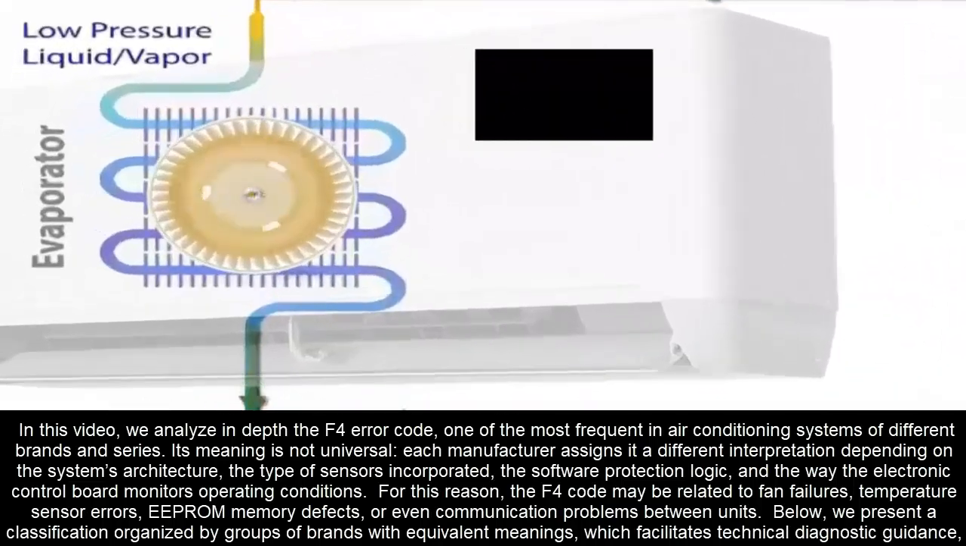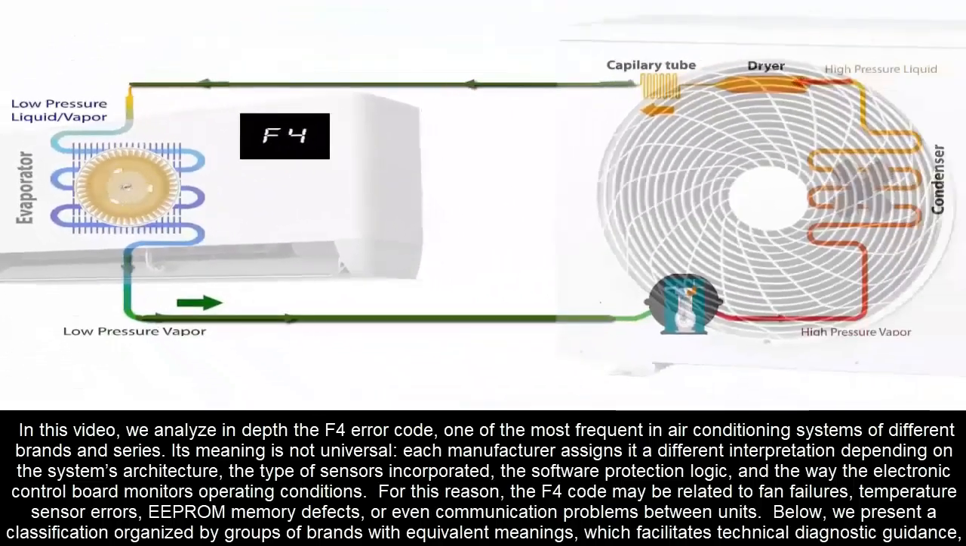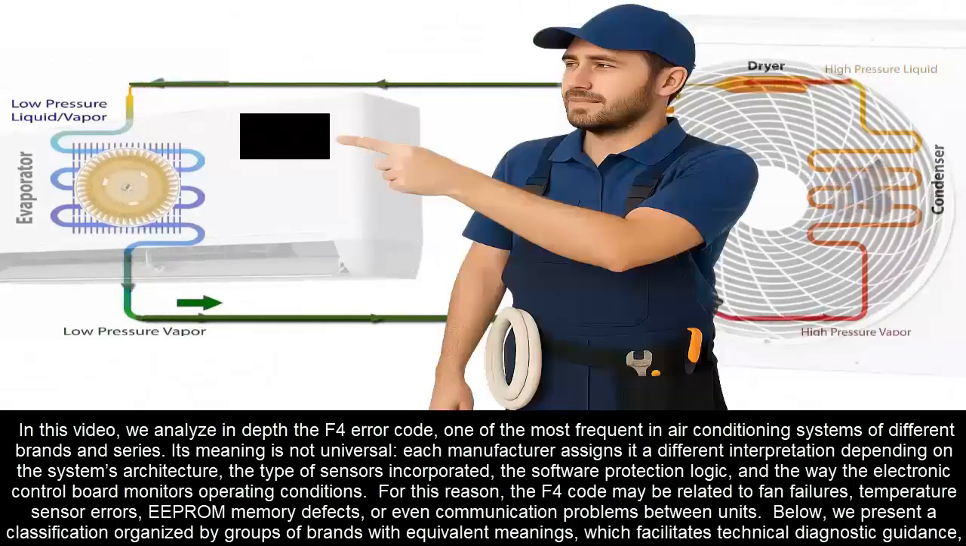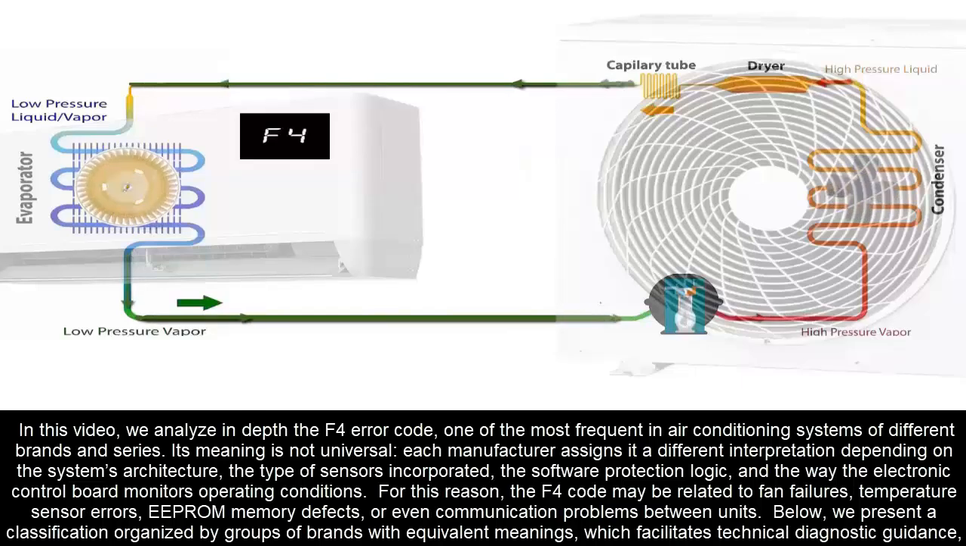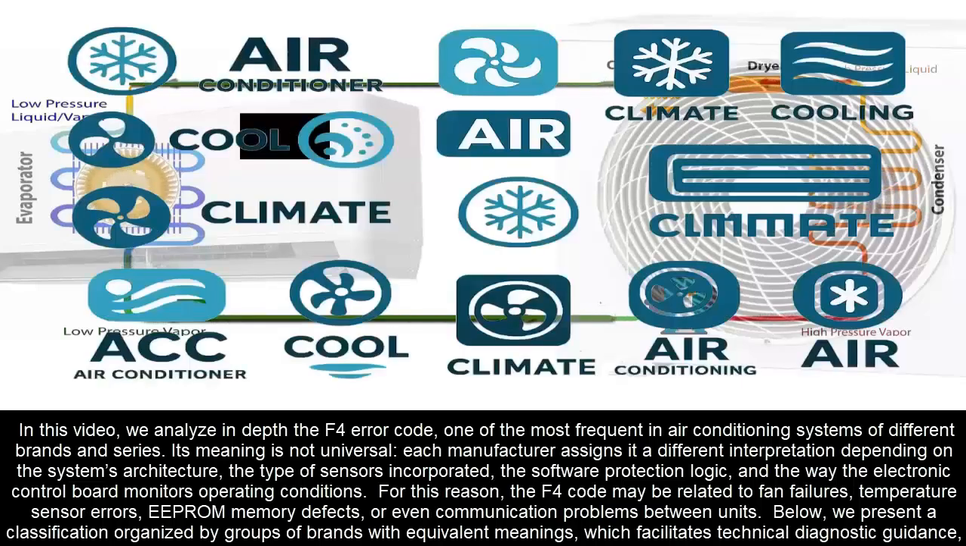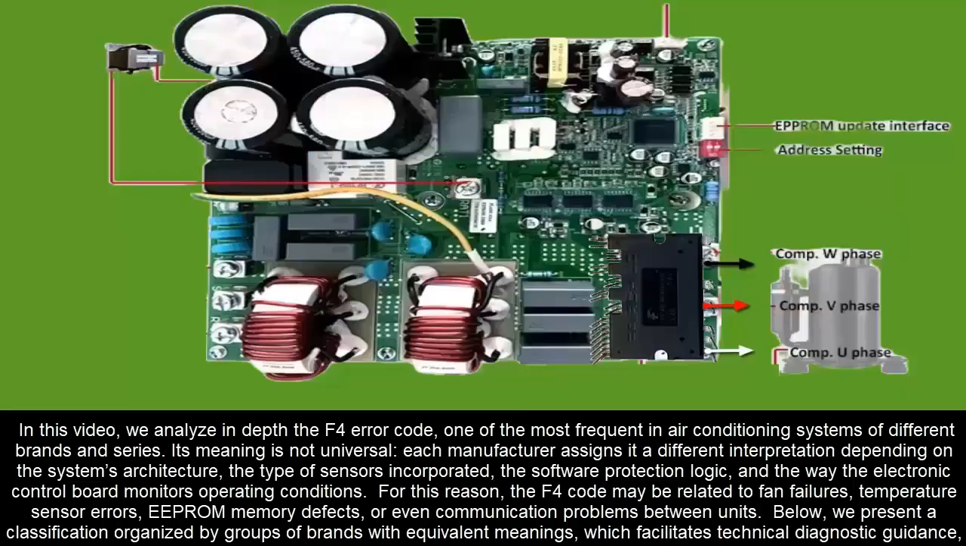In this video, we analyze in depth the F4 error code, one of the most frequent in air conditioning systems of different brands and series. Its meaning is not universal. Each manufacturer assigns it a different interpretation depending on the system's architecture, the type of sensors incorporated, the software protection logic, and the way the electronic control board monitors operating conditions.